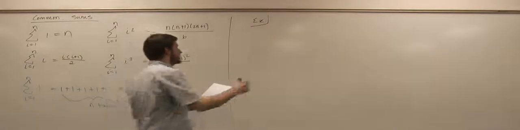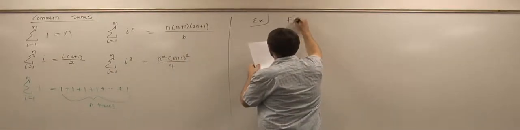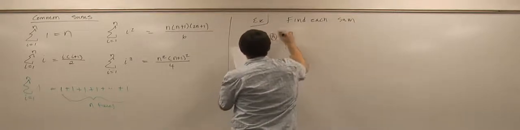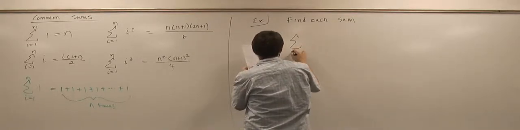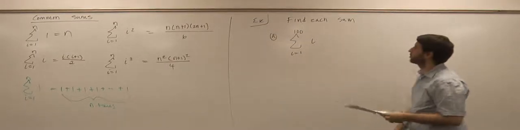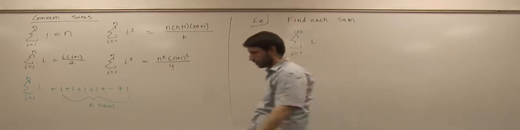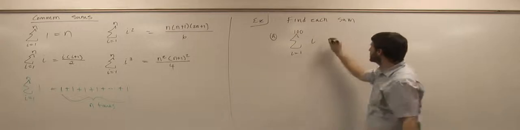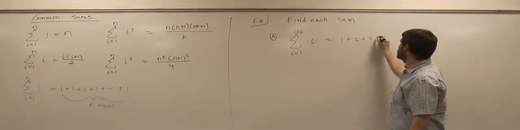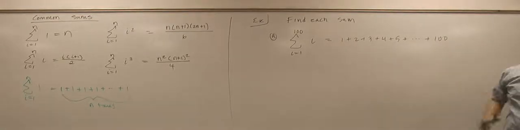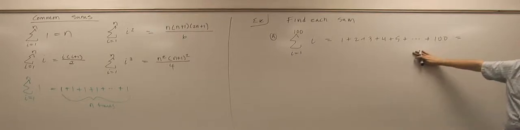All right, so find each sum. I want the sum of the first 100 whole numbers. So this is saying, basically, add up 1, 2, 3, 4, 5, all the way until you get to 100. That's what this means. Thankfully, we don't have to do all this. We have a formula for it.